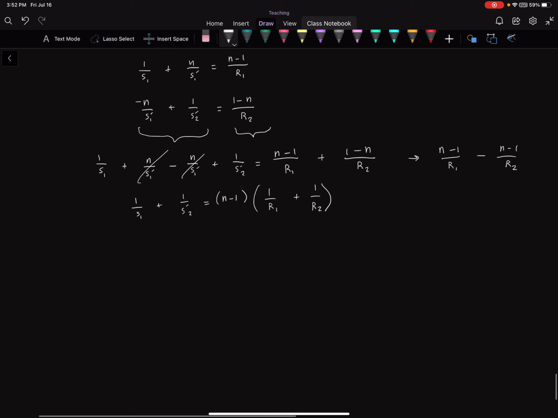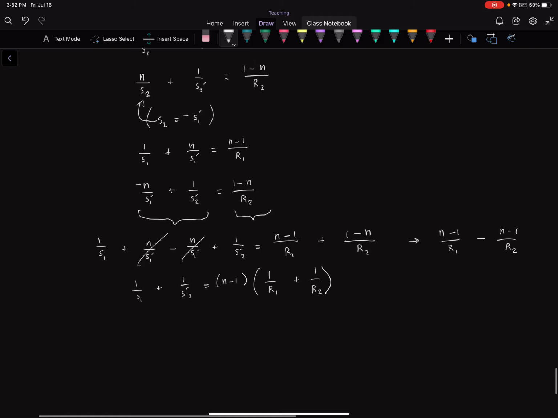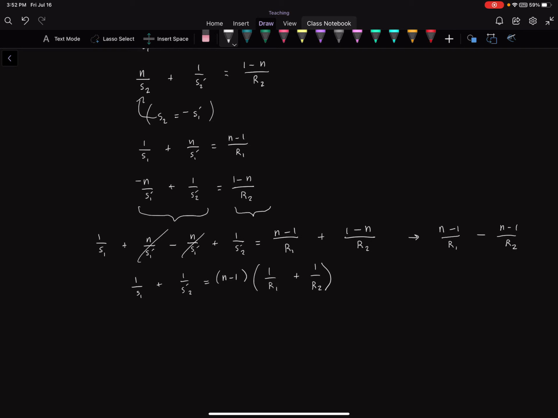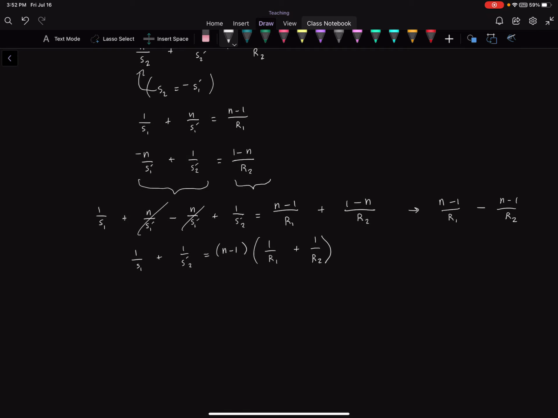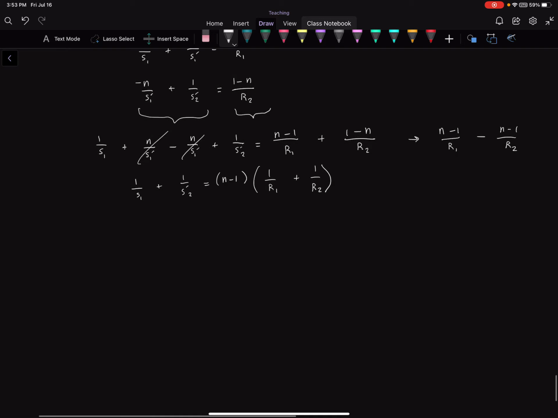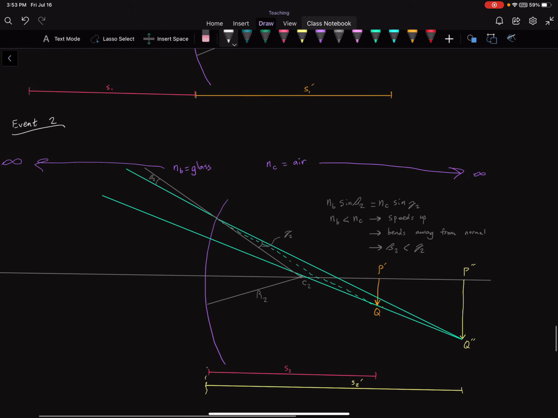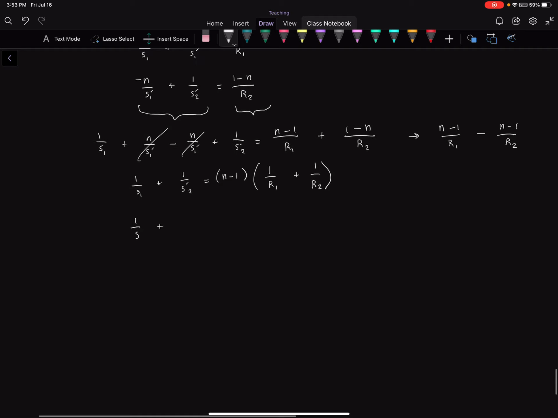There we go. At this point, we've added the two equations together. We've taken the equation from considering just the left interface and just the right interface and added them. So essentially we've started thinking of this lens as a single system again. And so we can go back to our traditional object and image distance notation. S1 becomes S because that's just the object distance, and S2 prime is the final image distance, so that can just be S prime. And we can say that again is equal to n minus 1 times 1 over r1 plus 1 over r2.